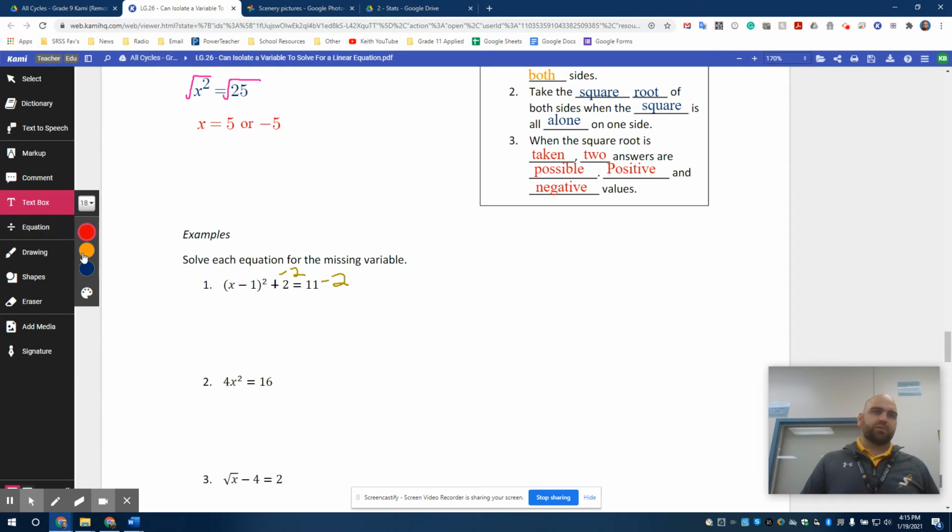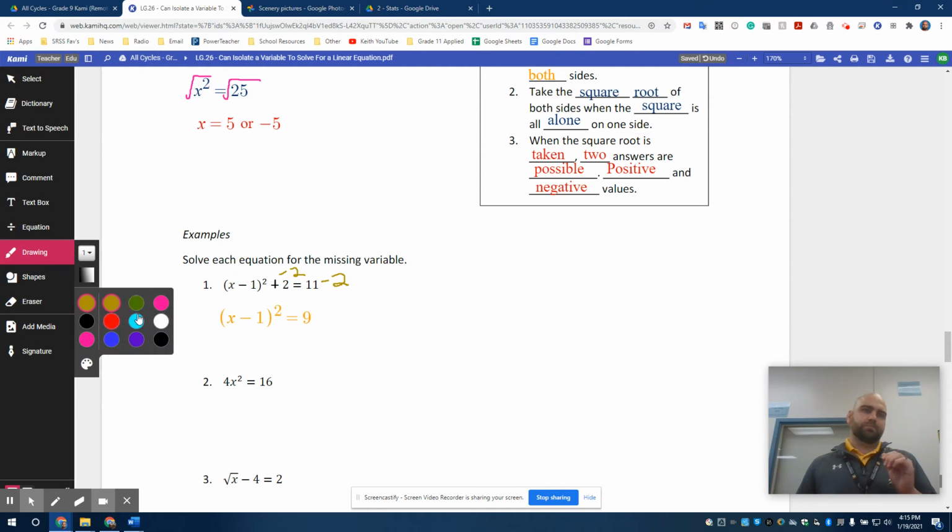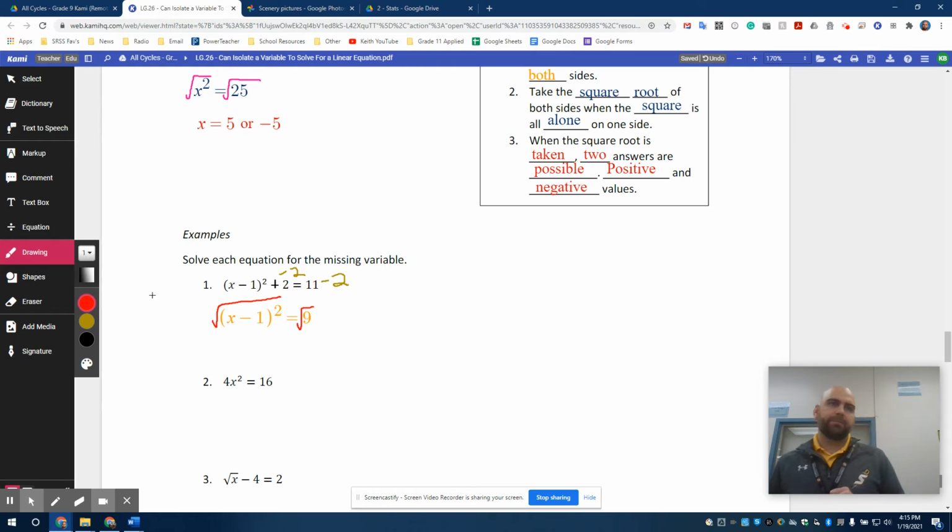When we subtract 2 from both sides, we're going to get, and let's make a function here again, x minus 1 squared is equal to 9. Now, what this means is that this whole thing is being squared. So that parentheses is being squared. That's like a single unit being squared. And so because of that, we're going to take the square root of that one, and we're going to take the square root of this here.